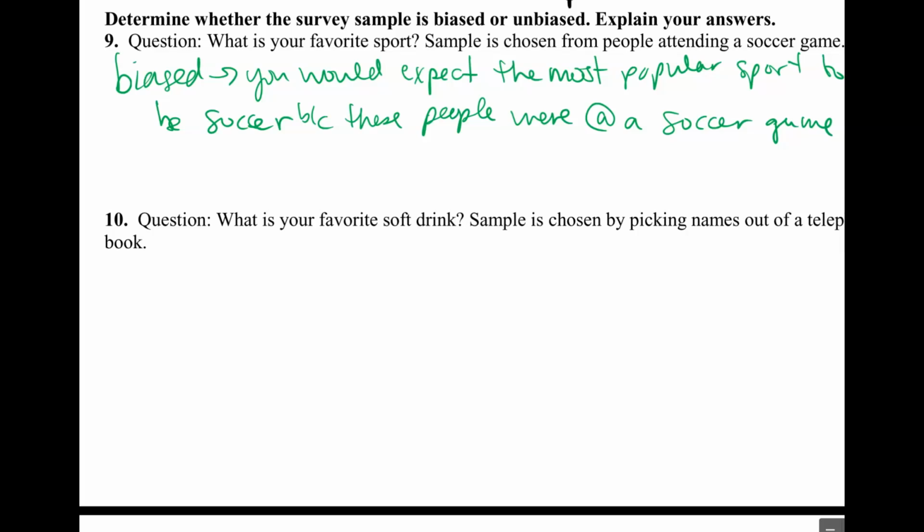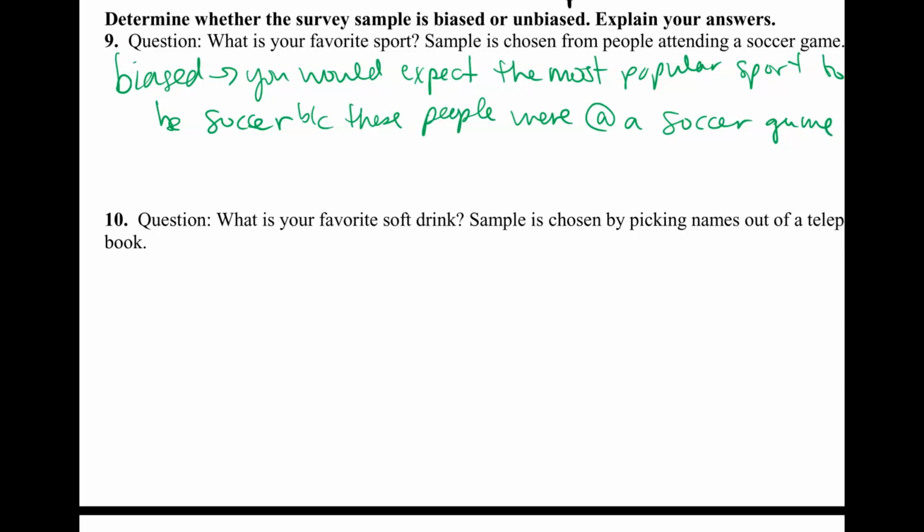So we're explaining our answers, right? I don't agree. It's not telling us how we selected. Maybe we selected every 10th person walking by us. That's random. But the fact that we're at a soccer game, asking the favorite sport, that's not a good sample, because everyone's going to probably be like, yeah, soccer, woo, right? We're at a soccer game.